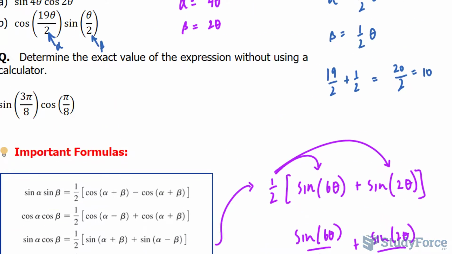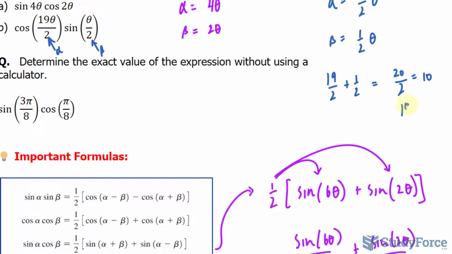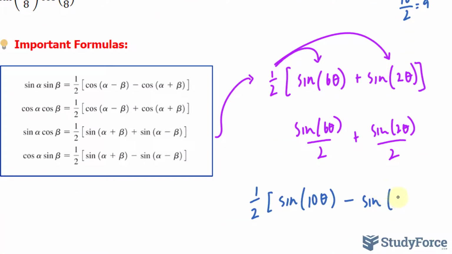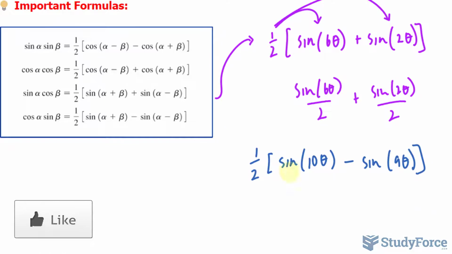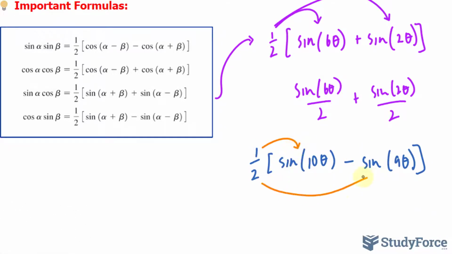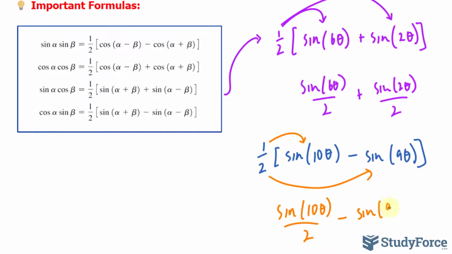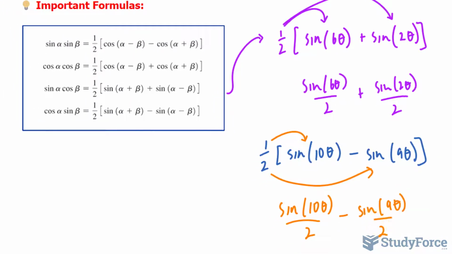sine, and now we subtract them. If you subtract them, you end up with 18 over 2, which is 9. So I'll write down sine bracket 9 theta and close. Now keep in mind that these two are not like terms, so again we multiply that half into both of these, and we have sine 10 theta over 2 minus sine 9 theta over 2.